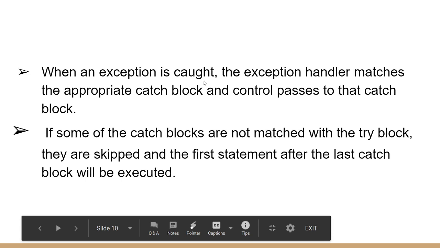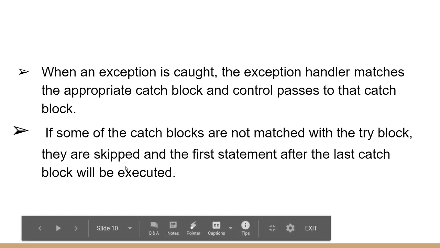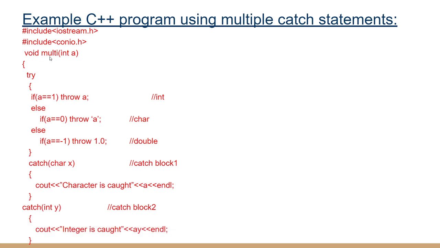When an exception is thrown in a try block, the exception handler matches the appropriate catch block and control passes to that particular catch block. If some of the catch blocks do not match, they are skipped and the first statement after the last catch block will be executed. This is the example program of multiple catch blocks. So I have used a simple function, void multi, with a single argument.